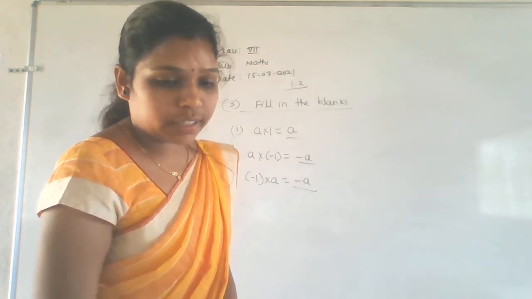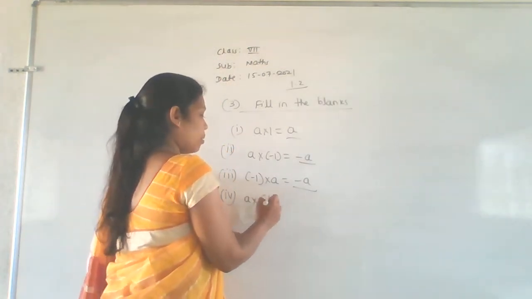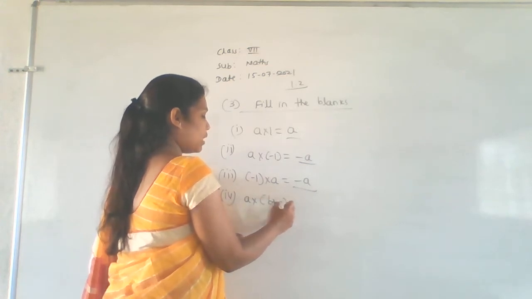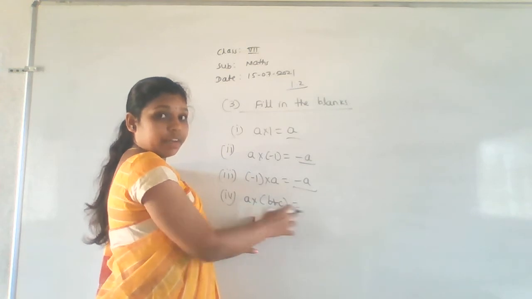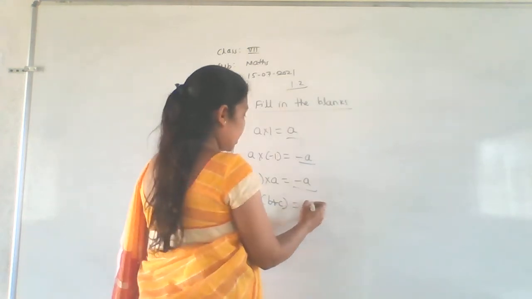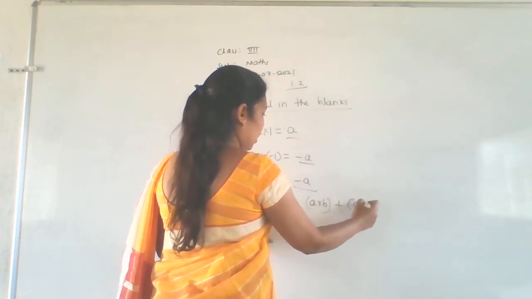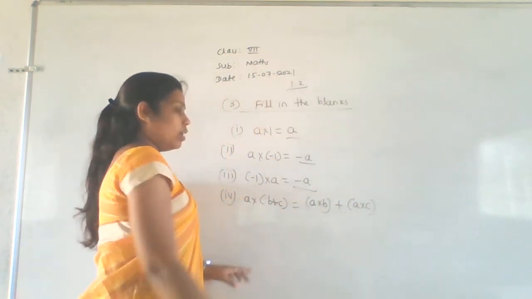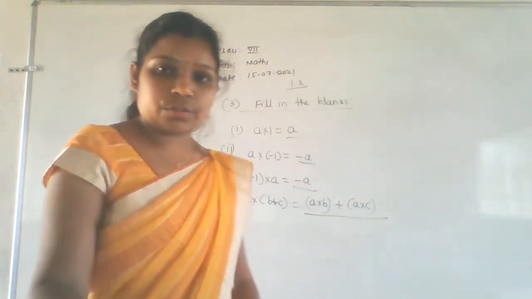Okay. What is the fourth one here? A into B plus C. That is nothing but the distributive property of multiplication under addition they have given, right? The LHS value is given here, and we have to write the RHS. That means here A into B plus A into C. Okay, so this will be the answer. Hope everyone understood this one.